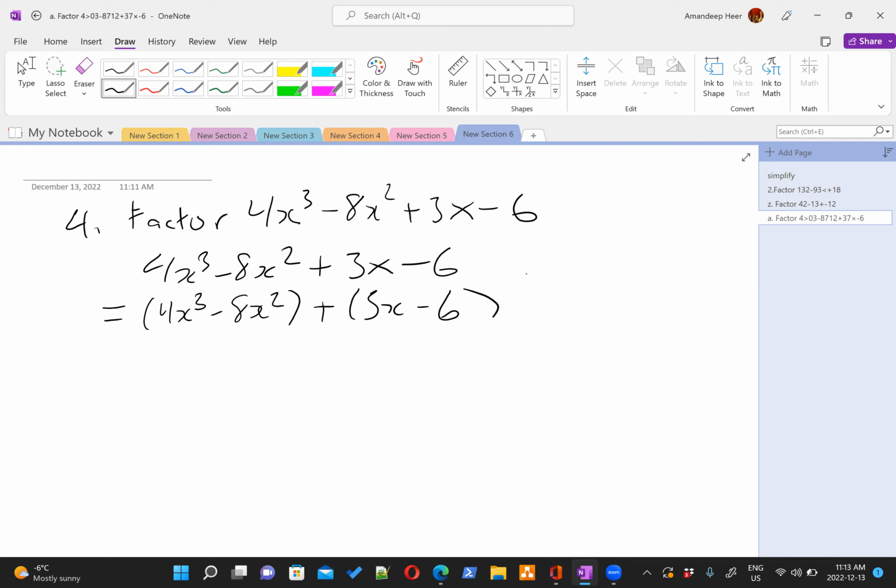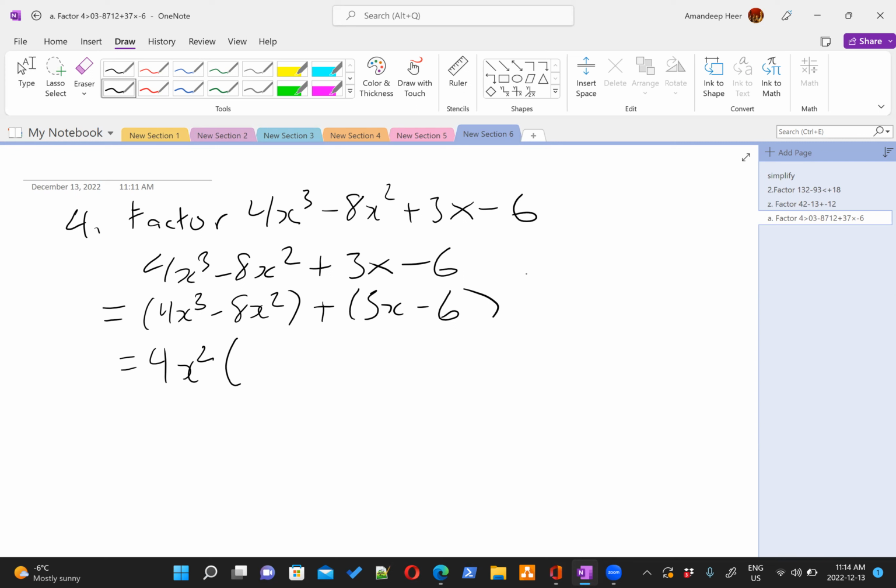The next step is, all we can do is factor 4x cubed minus 8x squared. So how do you factor? Well, you can factor out, let's look at the 4 and the 8. What is the greatest common factor of 4 and 8? It's 4, right? What is the greatest common factor of x cubed and x squared? It's x squared.